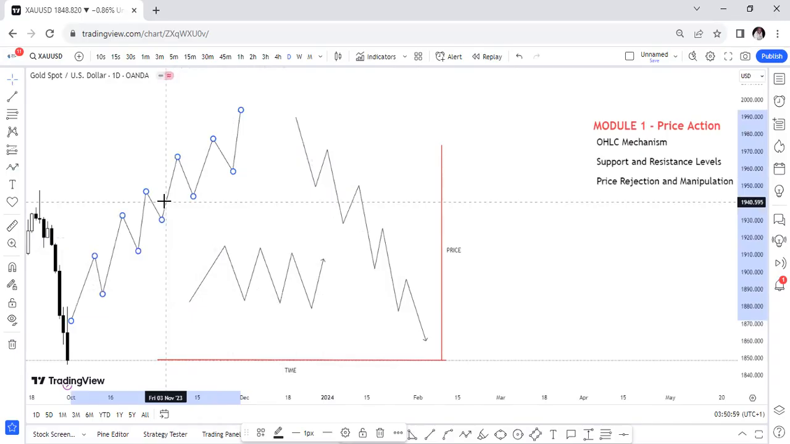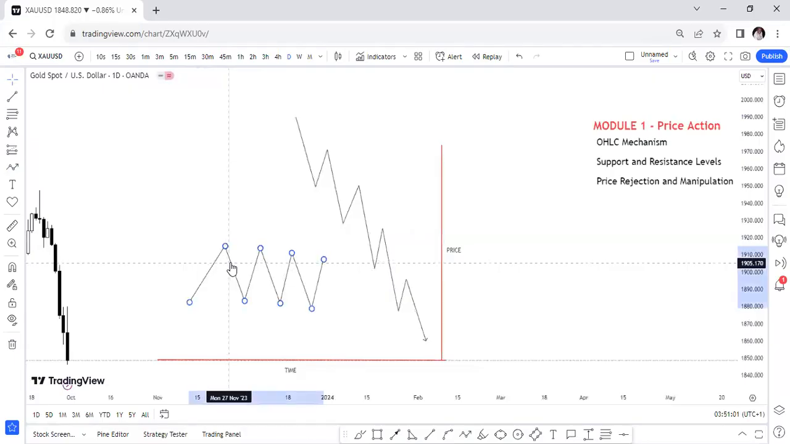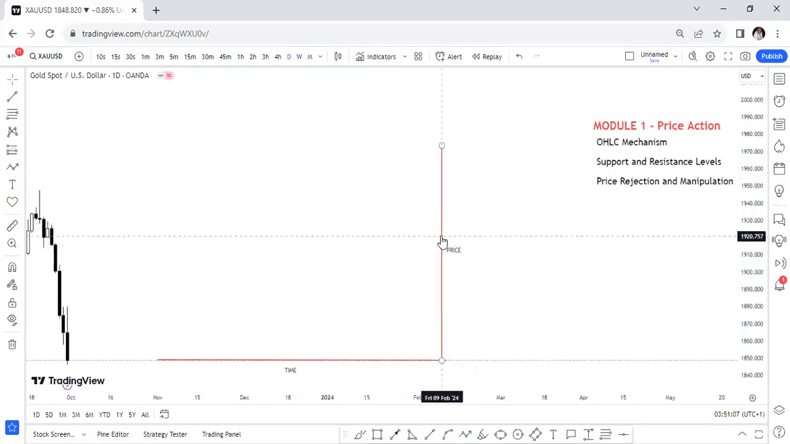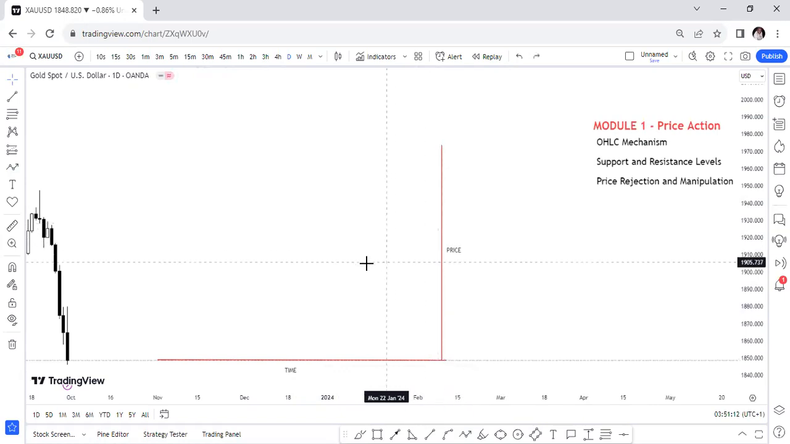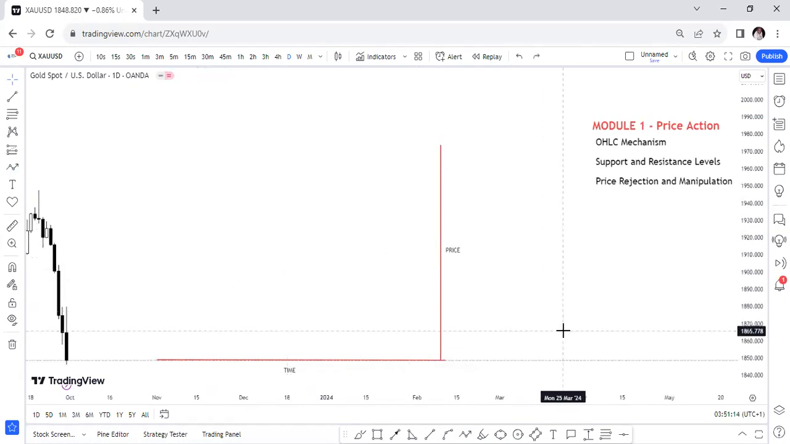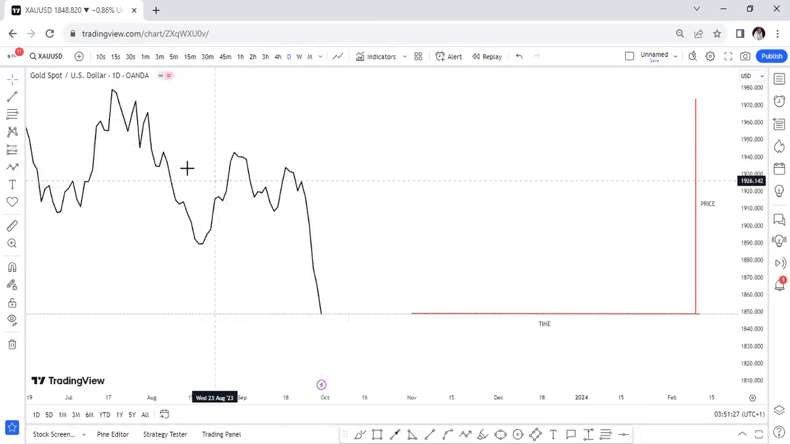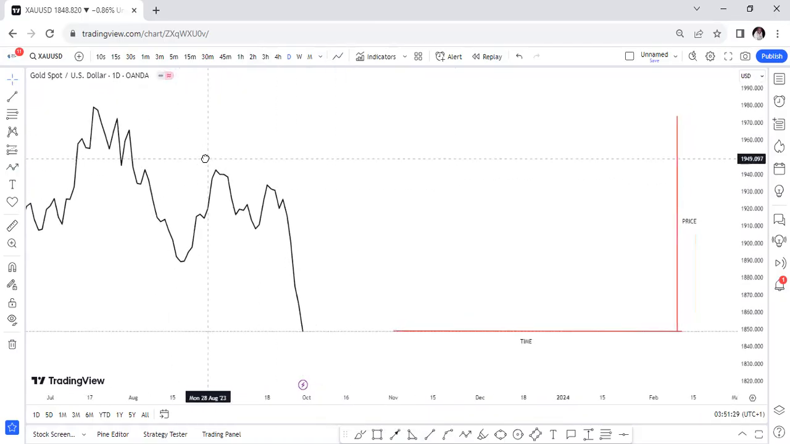Now, how is this information represented in our trade charts? In technical analysis, we have two types of charts. We have the candlestick chart, and then we have the line chart.